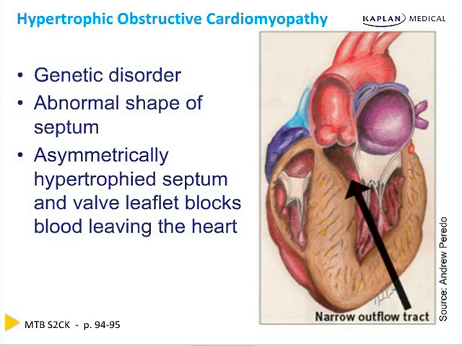That's why anything that makes the heart smaller increases the obstruction. Anything that causes a tachycardia will make the heart smaller. That's why exercise, dehydration, and diuretics make it worse. Anything that empties the heart, like digoxin or ACE inhibitors, increases the obstruction.